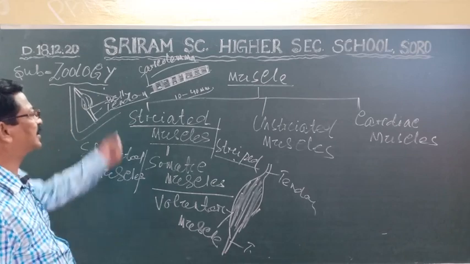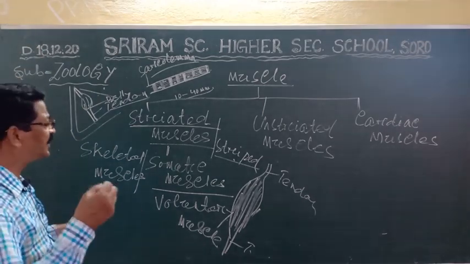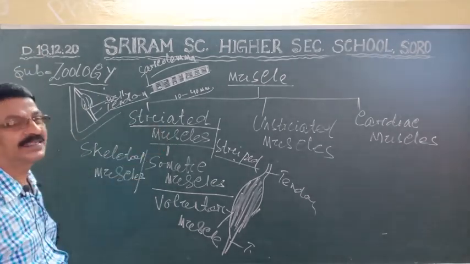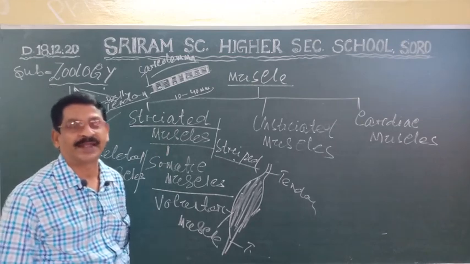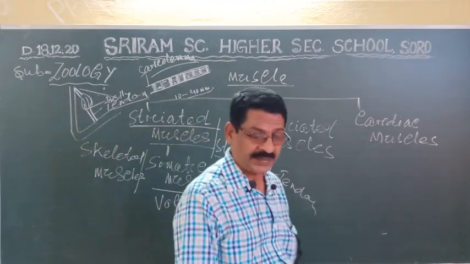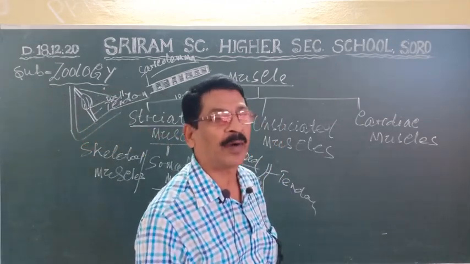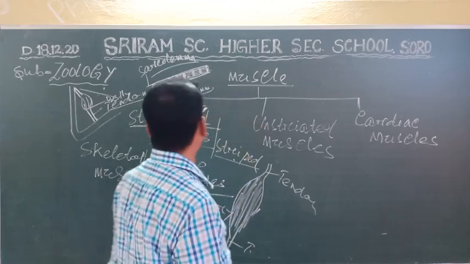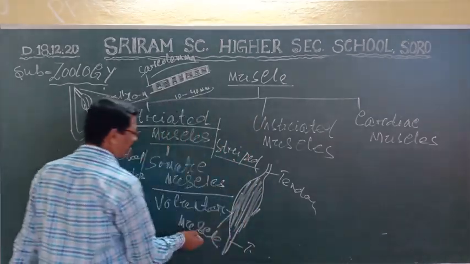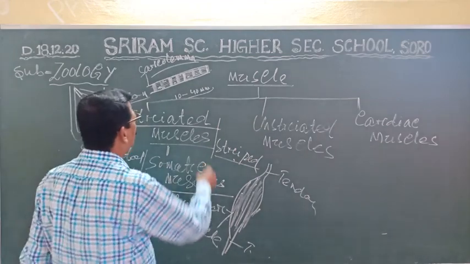Suppose we want to raise our hand, and it rises. So these muscles are the striated muscle or voluntary muscle. That means it works according to our will. So these muscles are called the voluntary muscle.